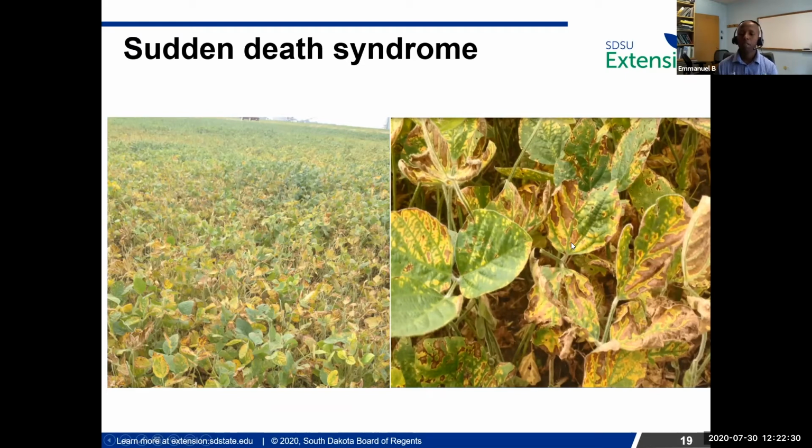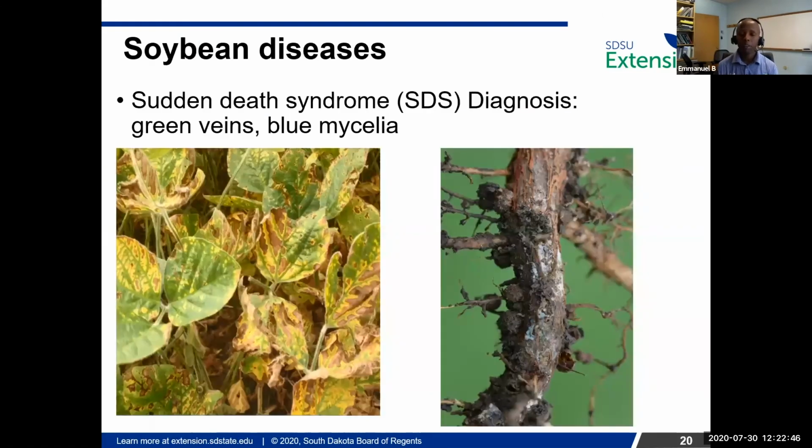So green veins is usually one of the characteristics we look at for sudden death syndrome, but we also have other diseases like brown stem rot, or sometimes when white mold is just starting, it can look like SDS. So the very confirmatory sign of sudden death syndrome is to look for this blue mycelia.